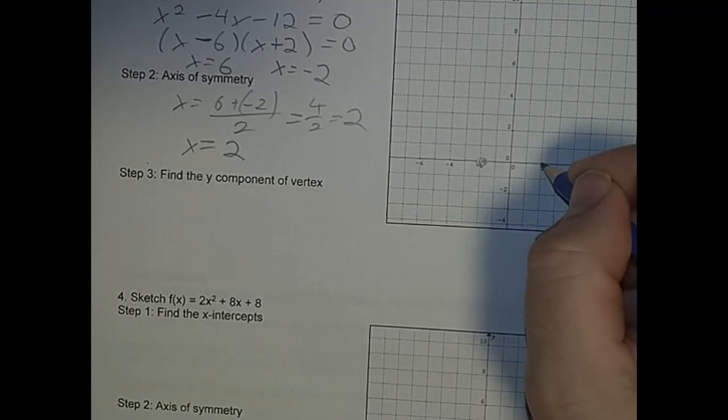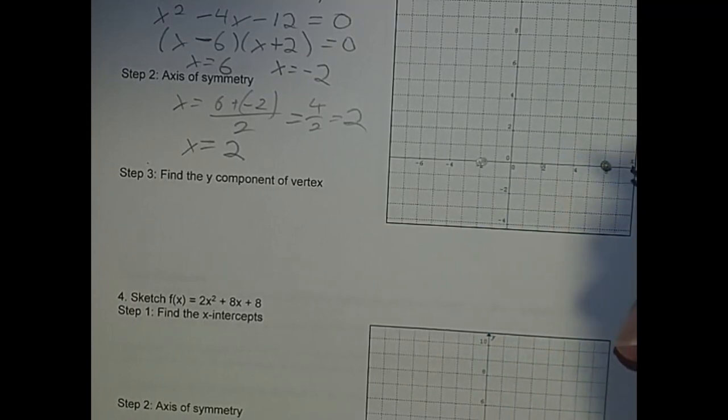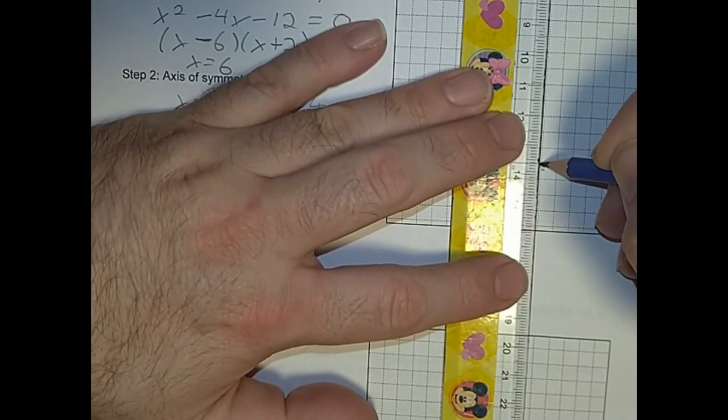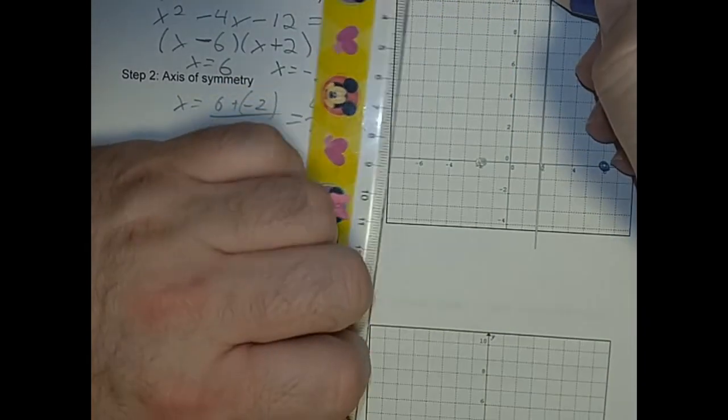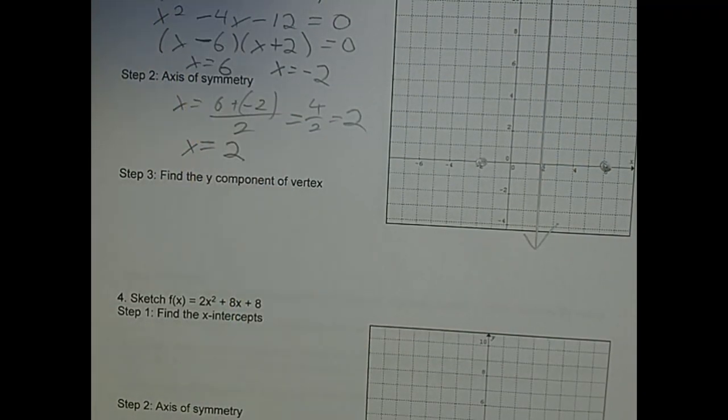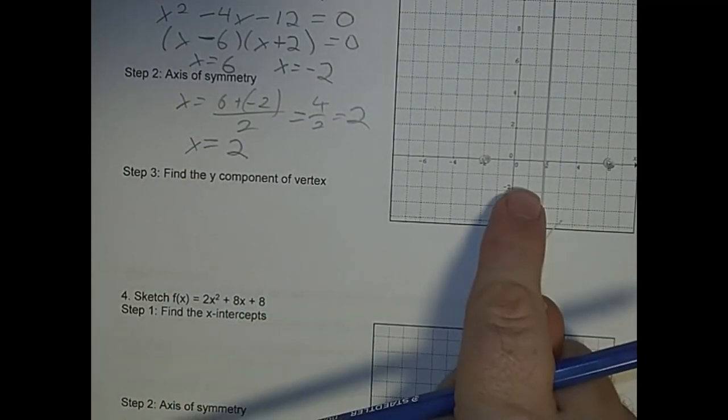So right on that 2, we're going to take a ruler, go up and down here, and draw our axis of symmetry. Okay, halfway between the 2 points.